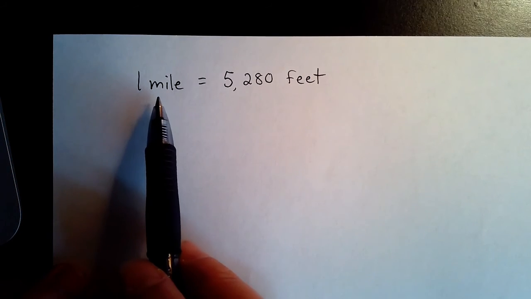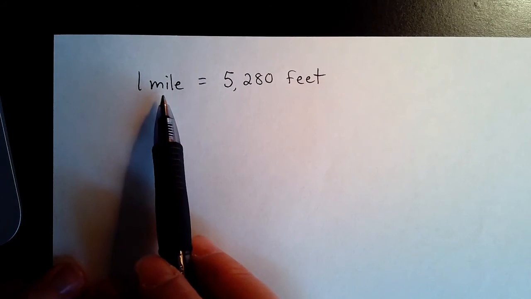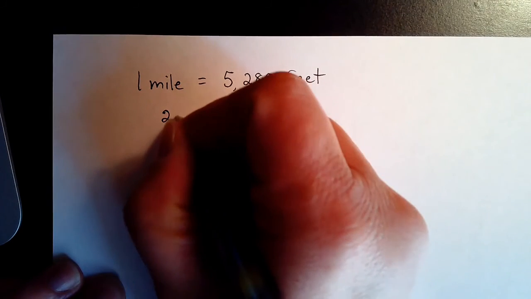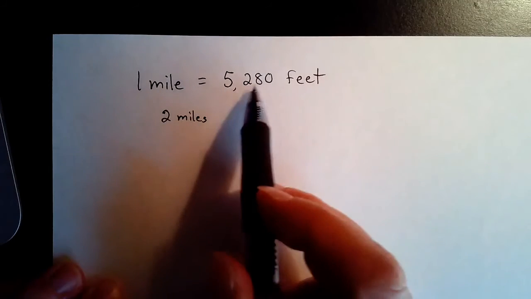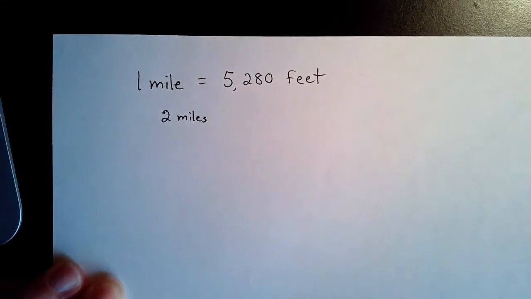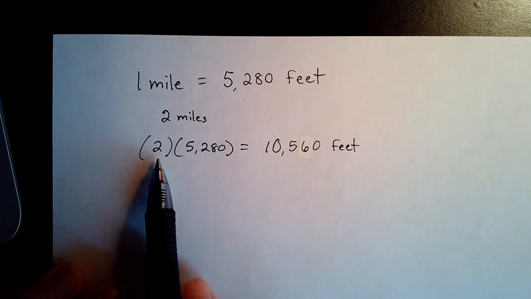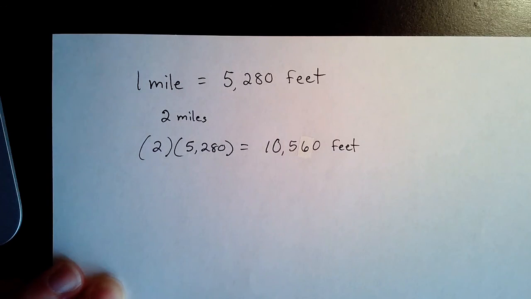Okay, one last thing that I would suggest that you have on your note card is that conversion that there are 5,280 feet in 1 mile. So that if I have a question that says, oh, I'm 2 miles away from something, then I'm going to do 2 times that. And that'll tell me the number of feet. Okay, and so when you do the 2 times the 5,280, that tells us that for 2 miles there are 10,560 feet. I hope that helps you make your note card.